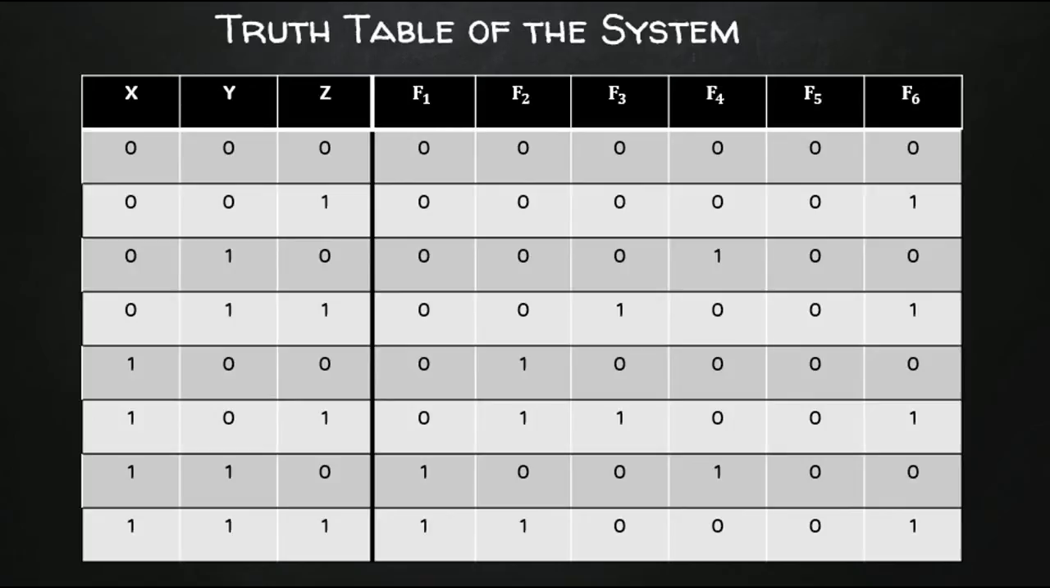Here is the truth table of the system that we have implemented. Here XYZ is the input and F1, F2, F3, F4, F5 and F6 are the outputs. XYZ works as the switches where we can input 000 up to 111, the 8 combinations of 0 to 7 in decimal, and we can see the outputs in the circuit on LEDs that you can see over here. 0 means the LED is off and 1 means the LED is on.